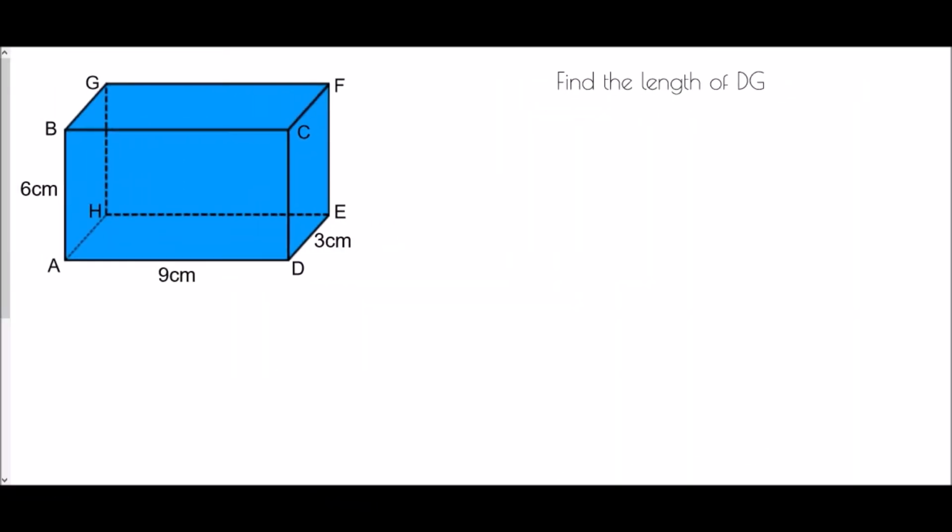So in our first example here, we've been given a cuboid ABCDEFGH, and we've been given the lengths of AB and AD and DE, but we've been asked to find the length of DG. Now, unfortunately, DG is a line joining together two diagonal opposites. And in order to find this value, we actually need to start thinking about right-angled triangles.